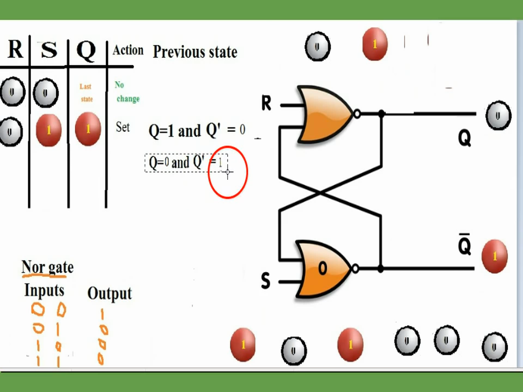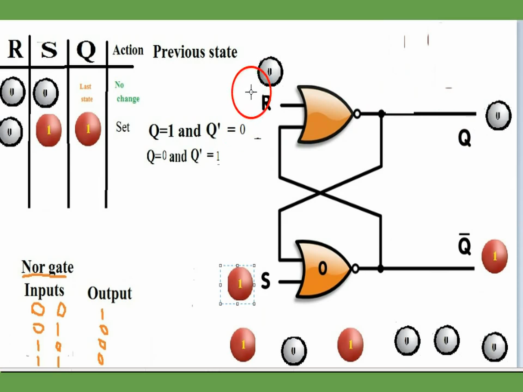Now we think the other way. If the previous state was Q is 0 and Q bar is 1, then what will happen with 0,1?